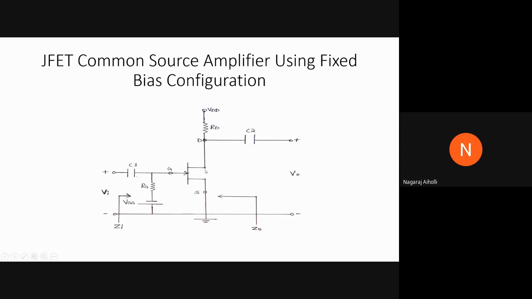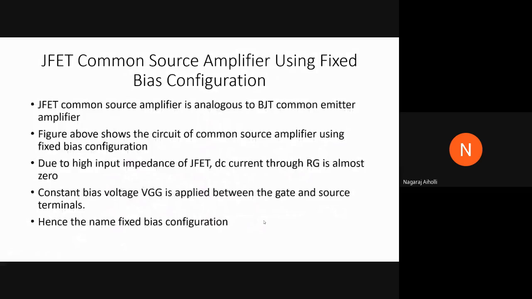And on the drain terminal, the resistance RD is connected to VDD. Then we have coupling capacitance C1 at input and coupling capacitance C2 at the output. The input voltage is VI, the input impedance is ZI, right? And output voltage is V0 and output impedance is Z0. So this is the circuit of the JFET common source amplifier using fixed bias configuration. This JFET common source amplifier is similar to the BJT common emitter amplifier, or the common emitter amplifier of the transistor circuit.